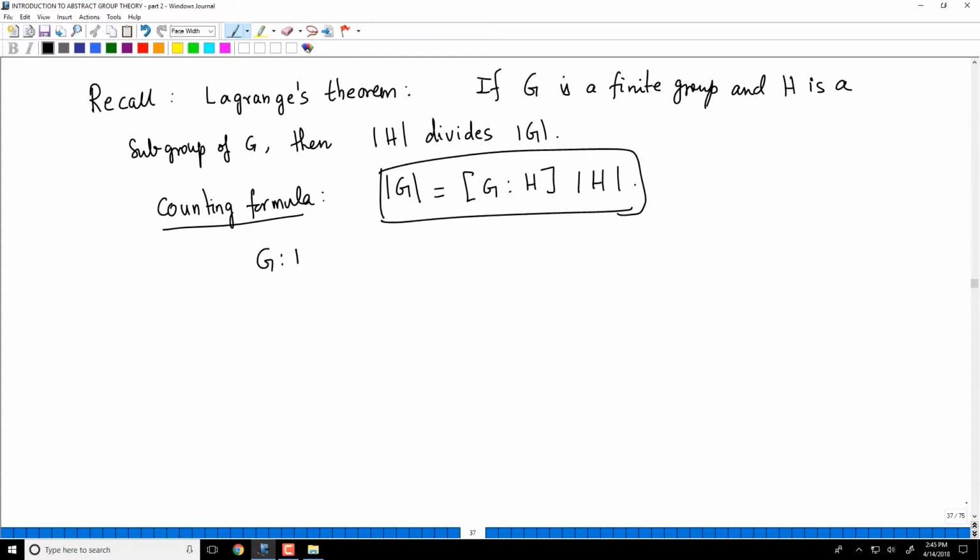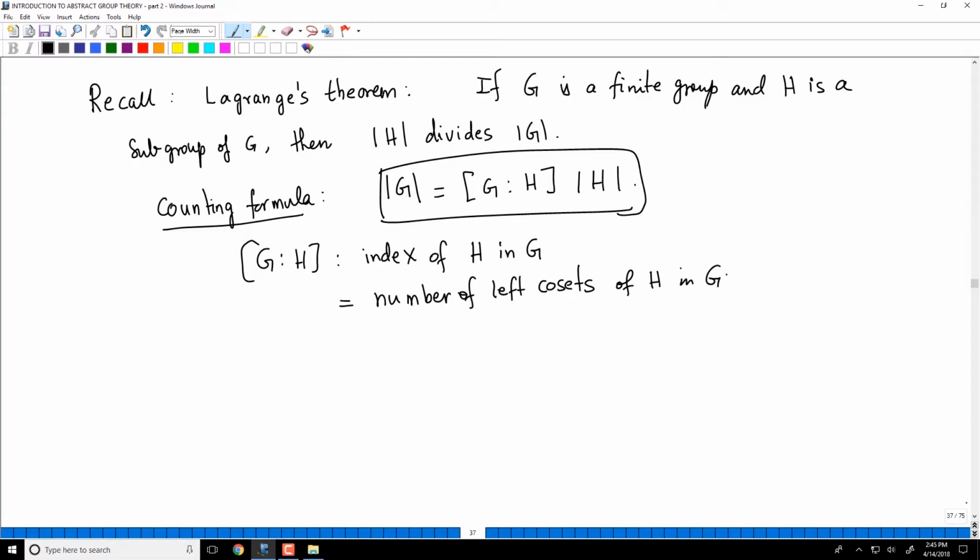Remember, the symbol G colon H stands for the index of H in G, which is the number of left cosets of H in G. So the ratio of the order of the group divided by the order of H is precisely the number of left cosets. So this is a very important formula, and Lagrange's theorem is a very important theorem. And in order to explain how we use this, let me do two problems in this video. So I want to illustrate the use of these results.